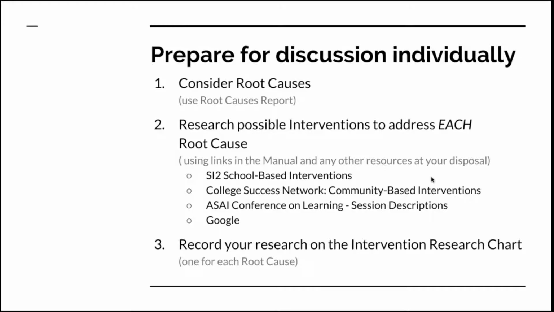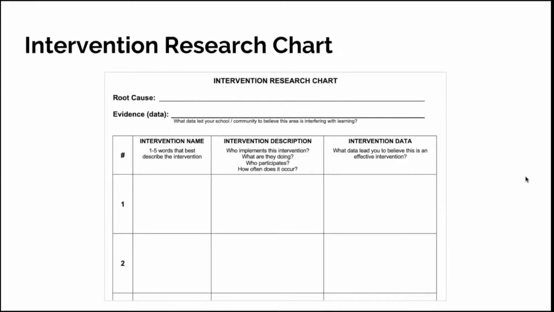And then you're also going to, when you're preparing for discussion individually, record your research on the intervention research chart, and you'll need one of these for each root cause. And here's what that looks like. The intervention research chart, at the top, you're going to list the root cause that you're researching, and then you want to put in the data from that root cause. What was the evidence for that root cause? And that really just helps you make sure that you're being specific with what it is you're targeting in that root cause.